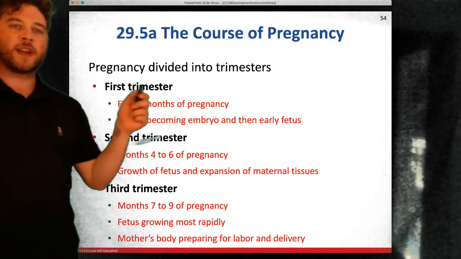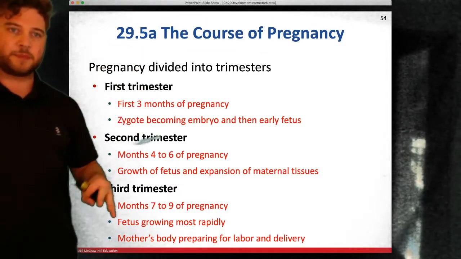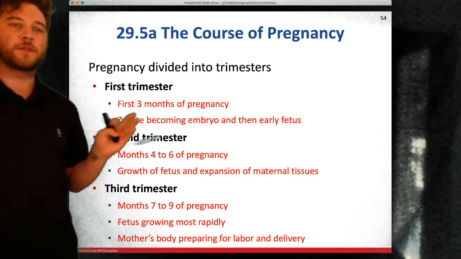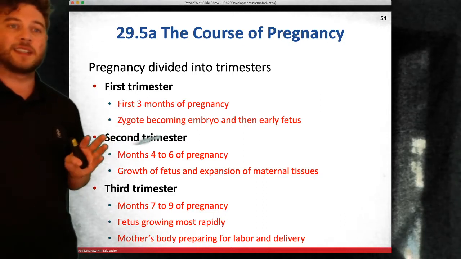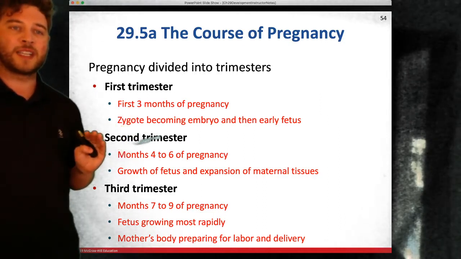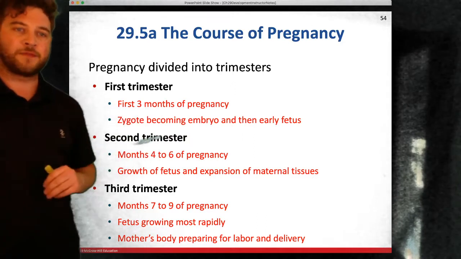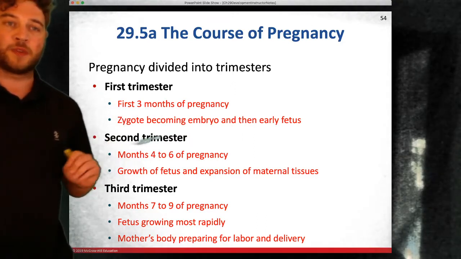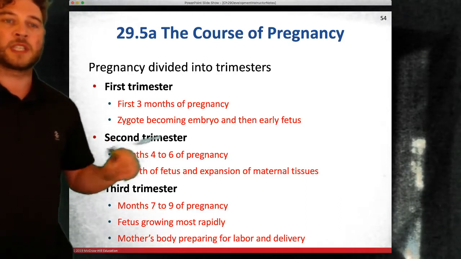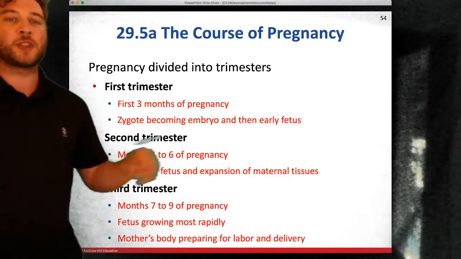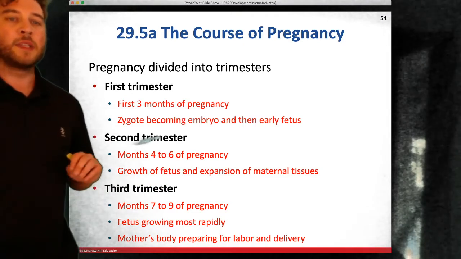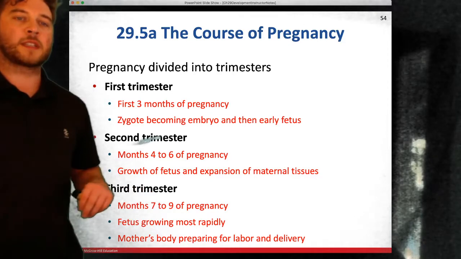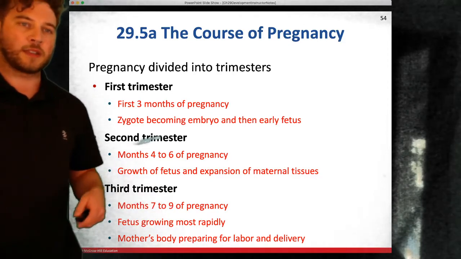Okay, pregnancy. Now we can look at a little bit bigger picture of pregnancy. It is divided into three trimesters. The first is the first three months of the pregnancy. Shocking. The zygote, starting with that sperm and egg cell, becomes an embryo and then an early fetus. By the second trimester, this is when the placenta will be fully developed, remember? So these are months 4 to 6 of pregnancy: growth of the fetus and expansion of maternal tissues. And then the third trimester is months 7 to 9. You have rapid growth of the fetus, and the mother's body preparing for labor and delivery.